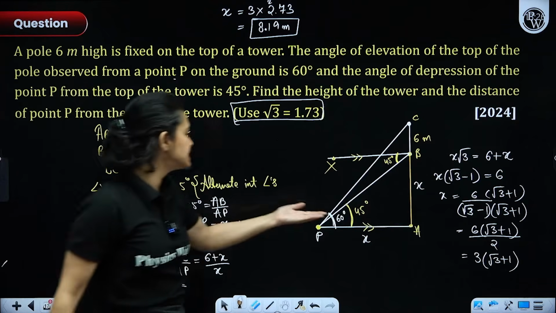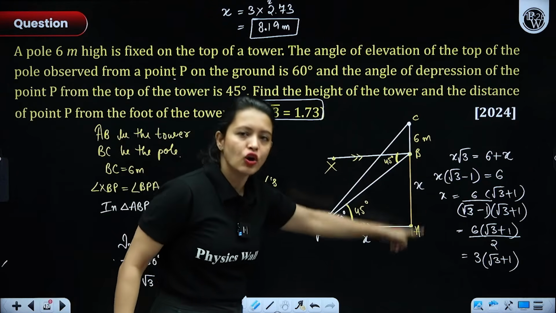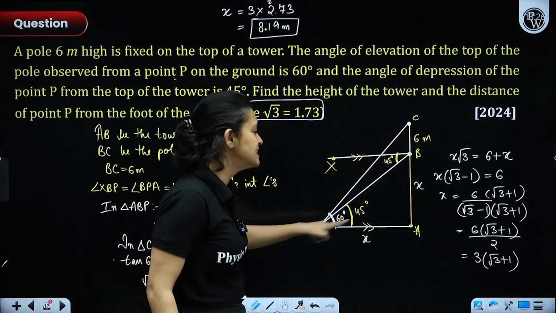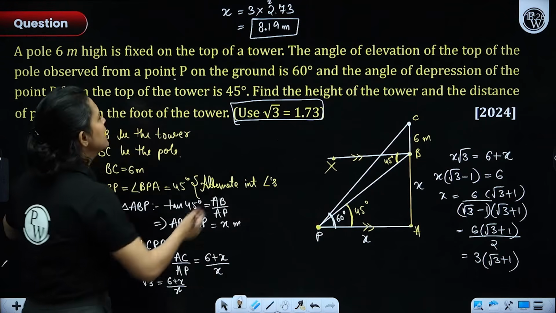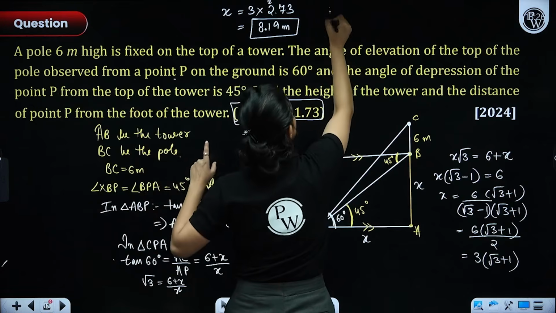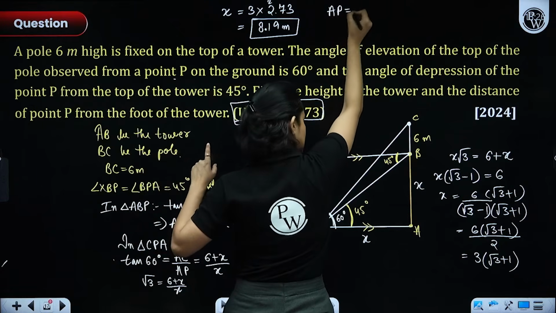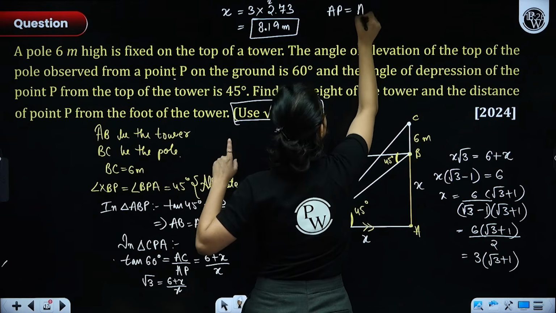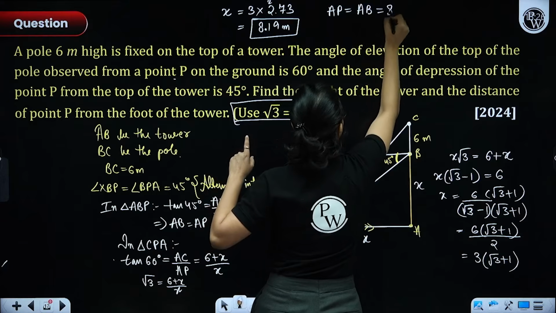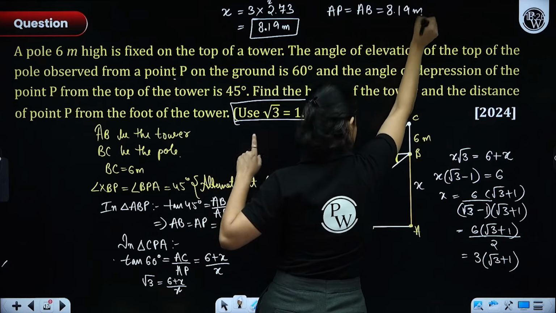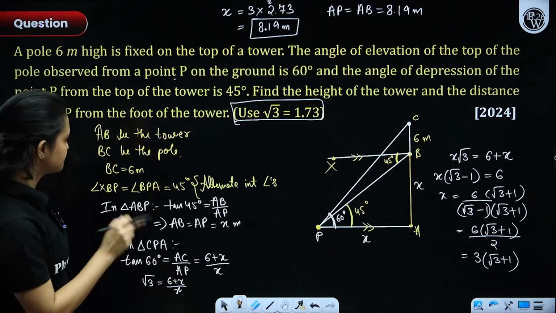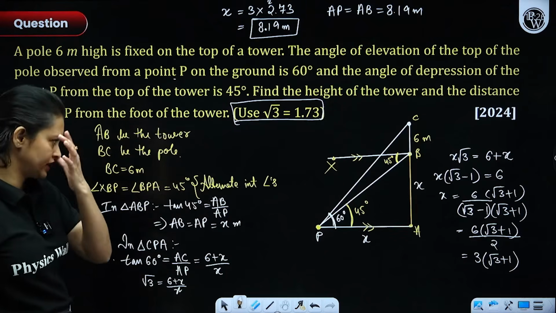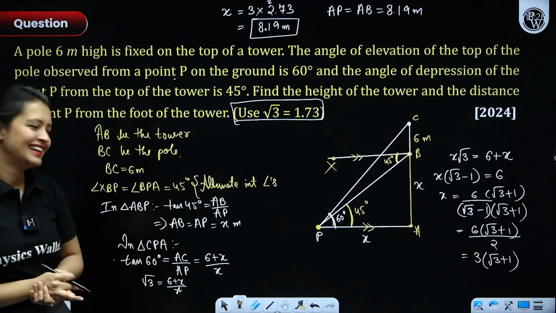Now, x is the length of the tower. x is also the distance of point P from A. So, x is the final answer. Okay? So, I'll write it here. AP is equal to AB is equal to 8.19 meters. Okay, everyone? Height of the tower and the distance of point P from the foot of the tower. Simple, easy. ठीक है, चलिए.